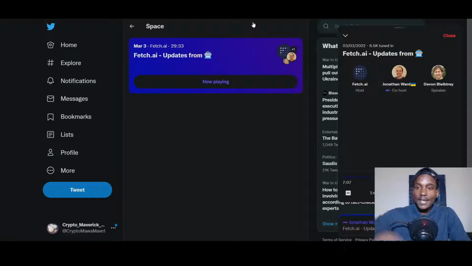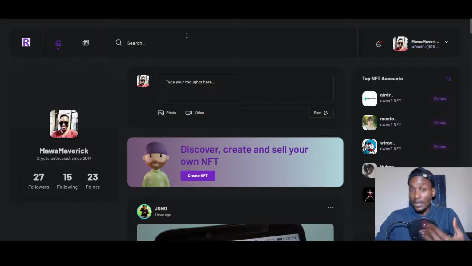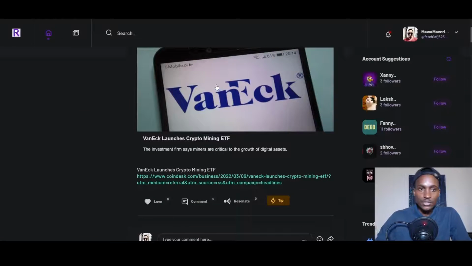So they had a talk. There was a Fetch.AI moderator, Jonathan Ward, who's the CTO basically, and another gentleman who was a speaker, as you can see here. If you listen to this conversation, they had a couple of summaries in terms of the way they want to see the future. They want to develop decentralized autonomous organizations. And Fetch.AI has also developed an app that I've done videos about, which is a new social media application called Resonate.